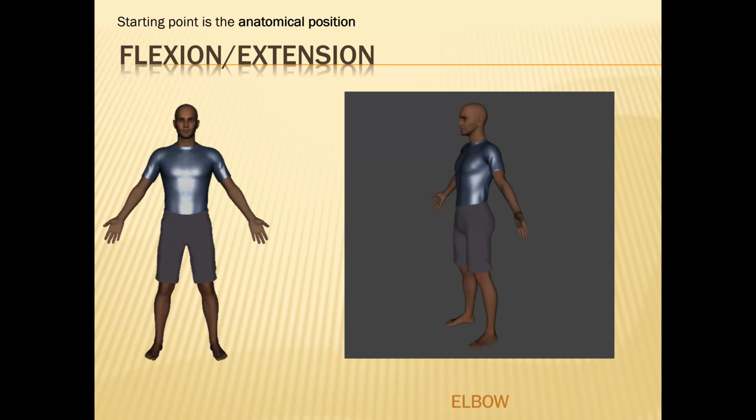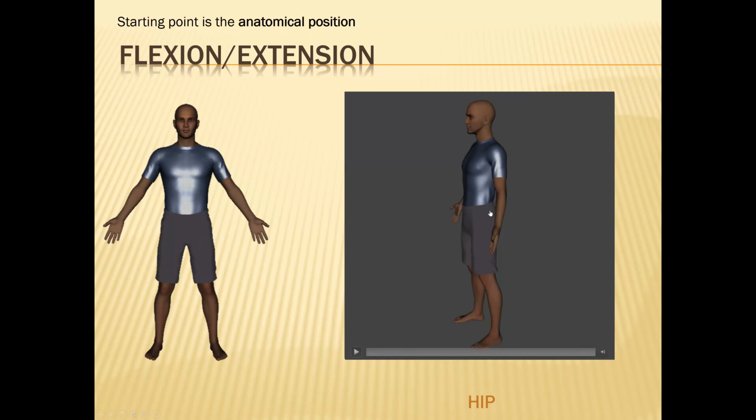The elbow can flex and extend, but because of the structure of the elbow, it cannot hyperextend, and we'll see why when we get to the section on the elbow. So with the elbow, you can have extension. You can have flexion, and then you can have extension. So with the elbow, you just have flexion and then extension.